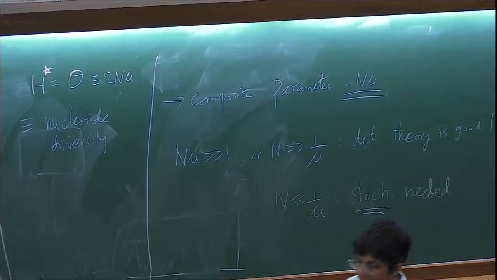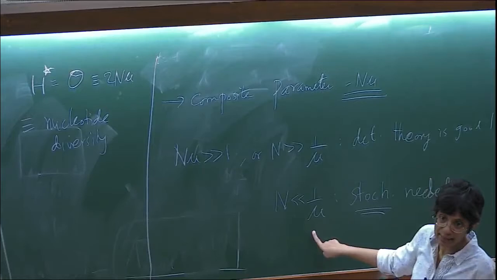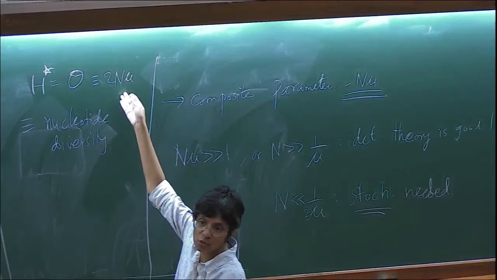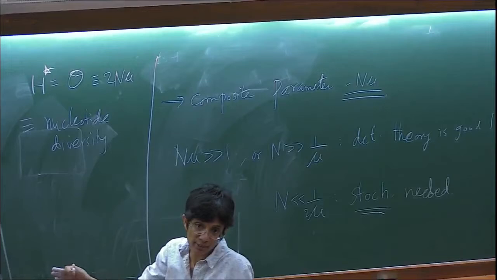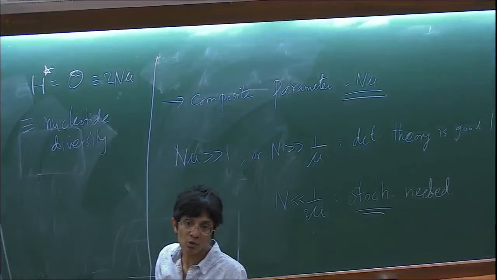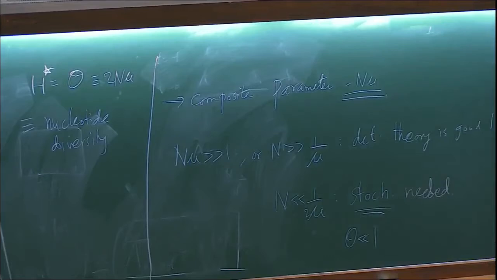So in this case, we say that if n is much, much smaller than 1 by mu, drift is more important, and therefore variability is small. So I should write 2 actually, right? So the variability is small because 2 n mu is smaller than 1. So variability is small because drift is important. We just learned that drift is destroying variability, right? So if population size is smaller than a scale, which is 1 by mu, variability is small. This is some small moral I wanted to give for this part.